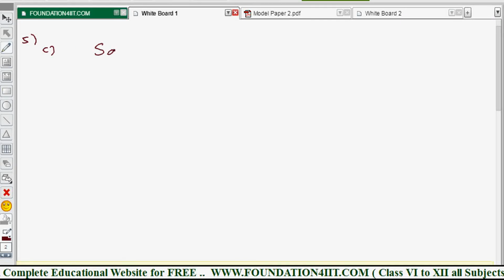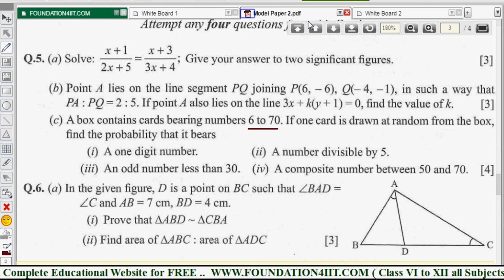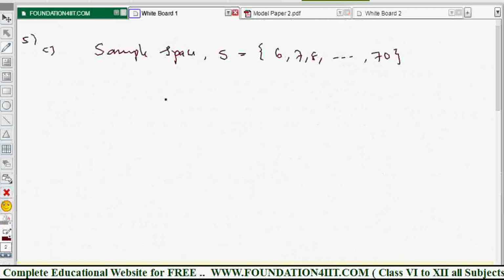Sample space. Always you should take the sample space for any probability question. So let it be S. Your sample space is from 6 onwards: 6, 7, 8, and so on till 70. Numbers are varying, that is, numbers from 6 to 70. We should find out the total numbers.